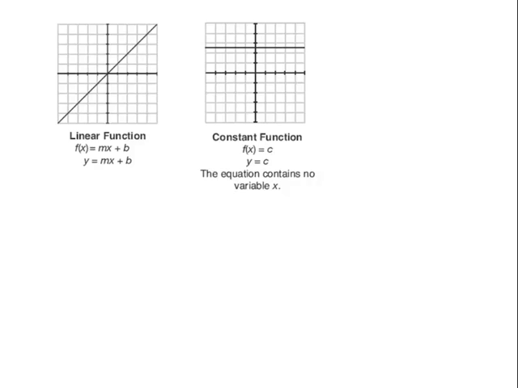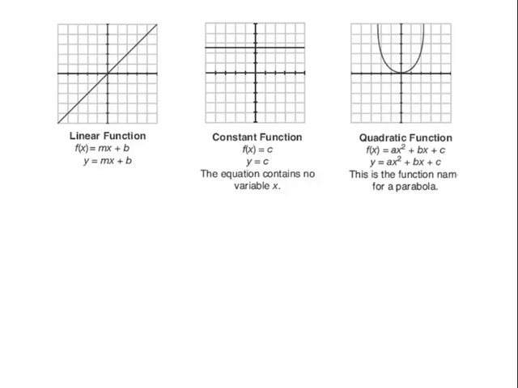So let's look at some other functions. In previous videos we looked at the linear function, and that's a function whose graph is a straight line. It has a slope of m and a y-intercept of b. The constant function is a special case of the linear function where the slope is equal to 0.